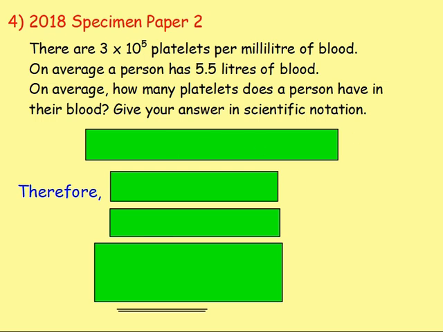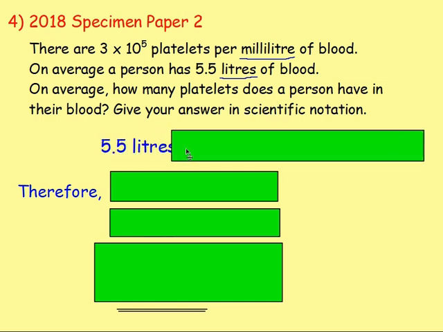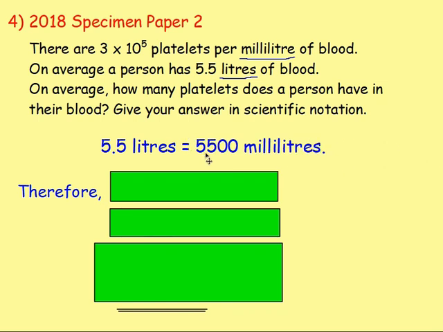So the first thing we notice with this question is that it's talking about millilitres of blood, and it's also talking about litres of blood. Because we've got millilitres and litres, we want to change it so all the units are the same. The easiest way is to think, 5.5 litres, what is that in millilitres? There's 1,000 millilitres in a litre, so we times by 1,000. 5.5 times 1,000 gives 5,500. So on average a person has 5,500 millilitres of blood.